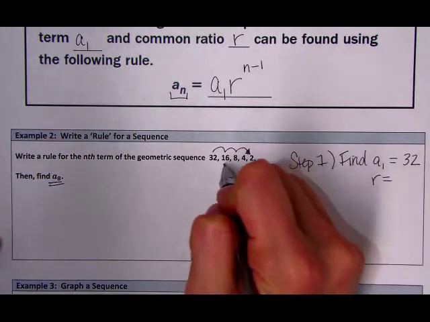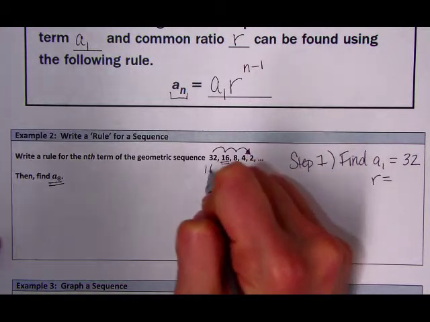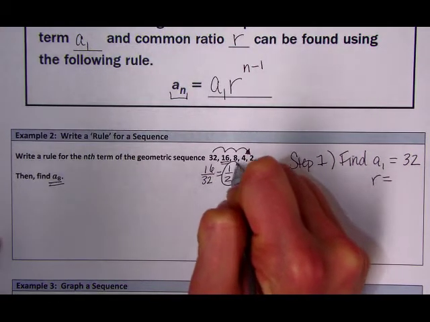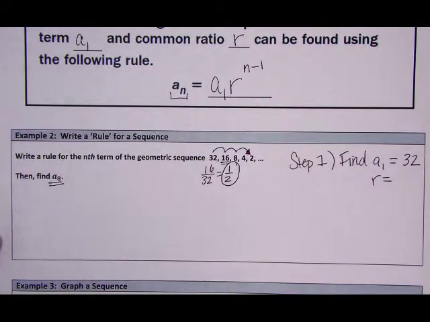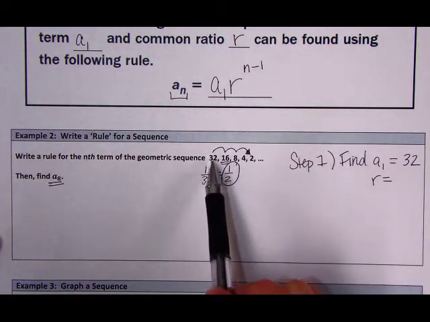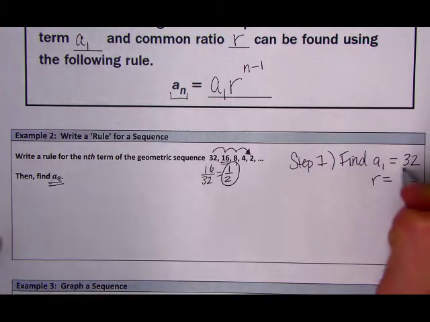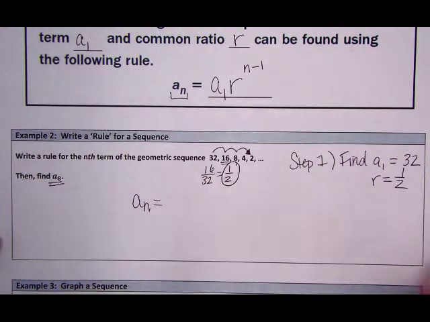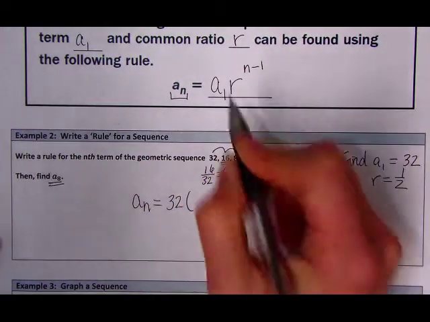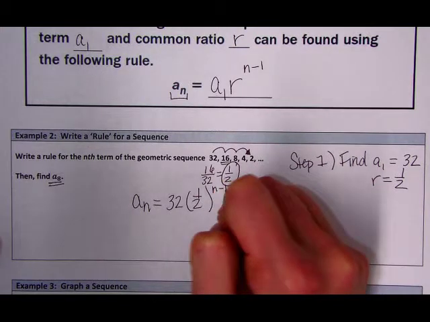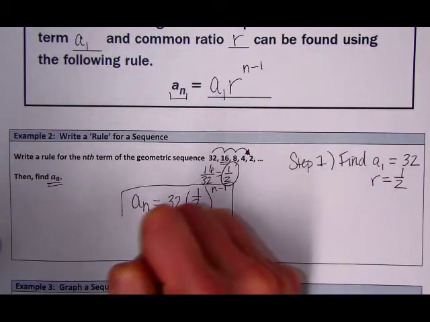We find that r by taking the next term divided by the previous term. And we can look back at example 1, letter A, if we need help remembering how to find r. But your ratio is found by that constant number in between all of them, which is like multiplying by 1/2. So our r is 1/2. So our rule, if we plug in the pieces we know, is 32, a sub 1, times 1/2 raised to the n minus 1. And that whole thing is our answer.